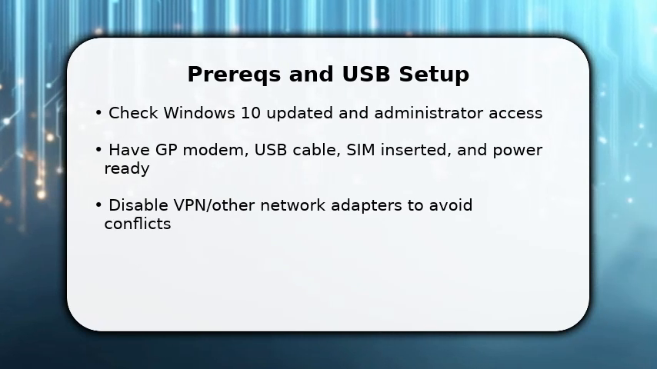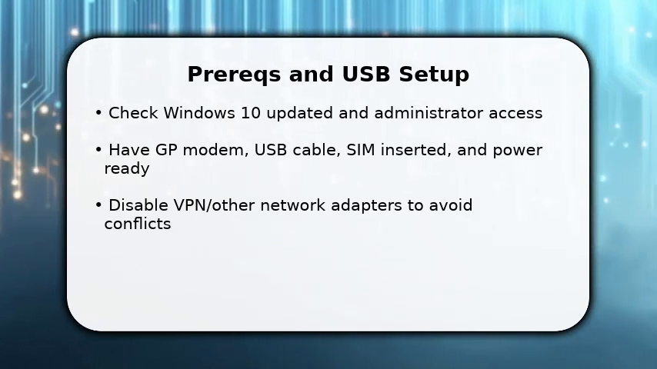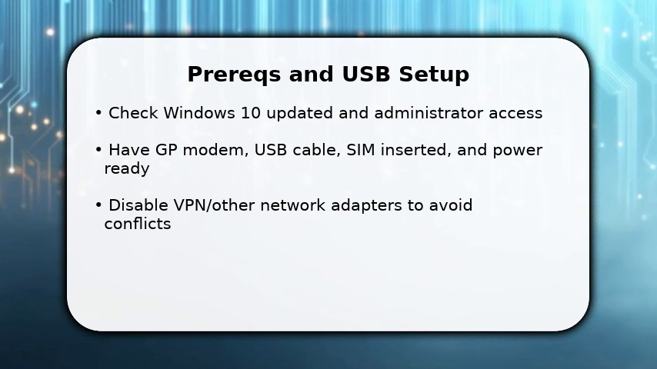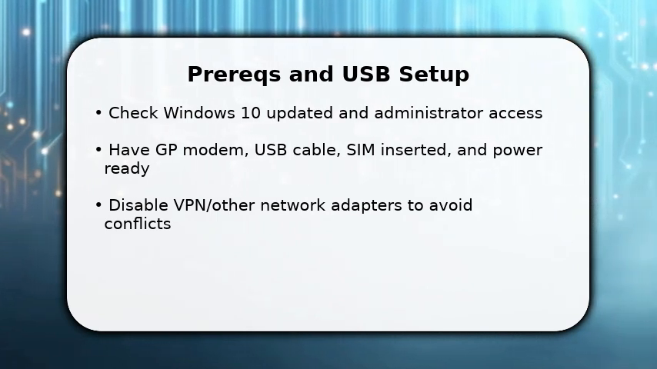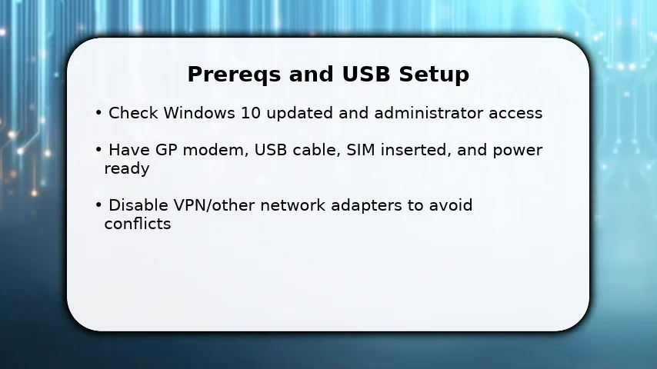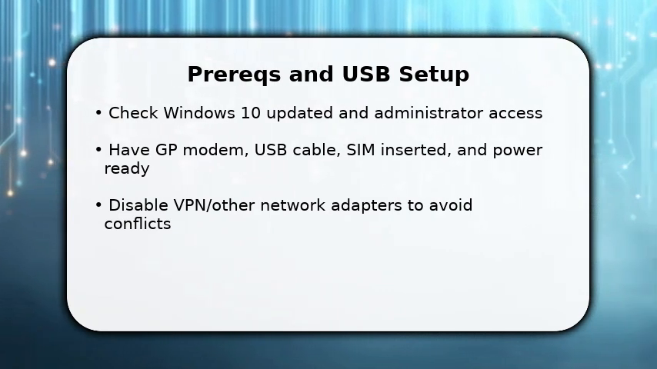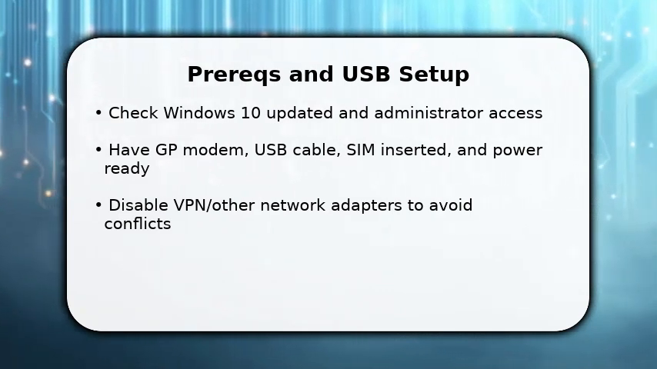You start by verifying prerequisites: an updated Windows 10 build, admin rights, the GP modem with a working SIM, and a good USB cable. Plug the modem into a front USB port. Once Windows detects hardware, it may attempt drivers.